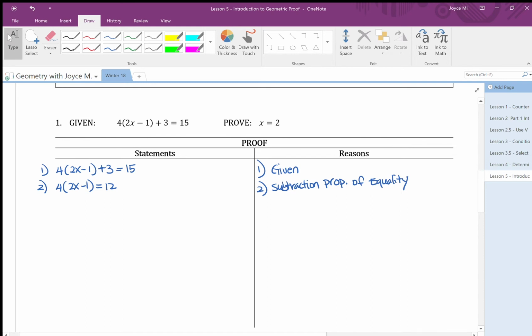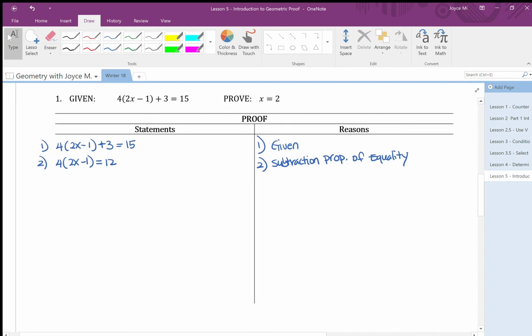Next, what can I do to solve this equation here? Some say, yeah, I want to do the distributive property. We could do that. Or we could just divide both sides by 4, and it works the same way. So let's divide both sides by 4 here.